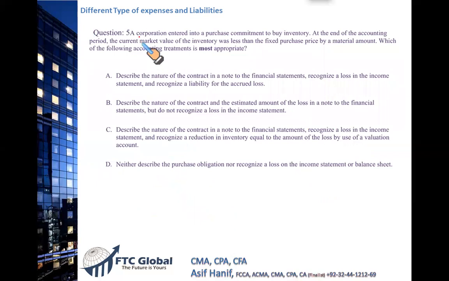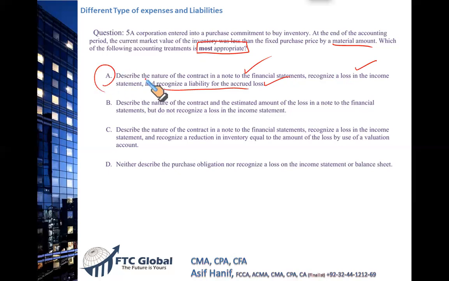Now, read this example. A corporation entered into a purchase commitment to buy inventory. At the end of the accounting period, the current value of the inventory was less than the fixed purchase price by a material amount. Like in our example, it was $12 per pound. Which of the following accounting treatments is most appropriate? We have just discussed that. Describe the nature of the contract in the notes to financial statements. Yes. Recognize a loss in the income statement immediately on the balance sheet date when the price has fallen, and recognize a liability for the accrued loss. Since it has not yet been paid, you will debit the unrealized loss and credit the liability, right? So this is a perfect statement.